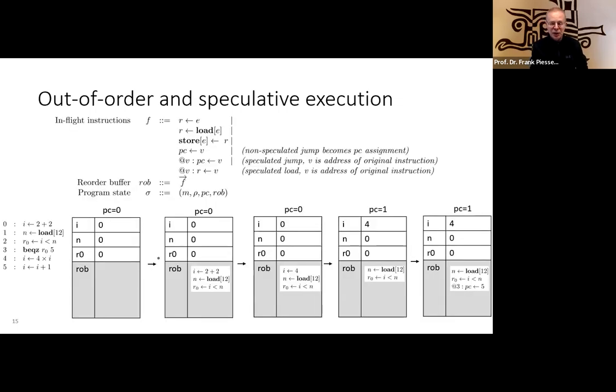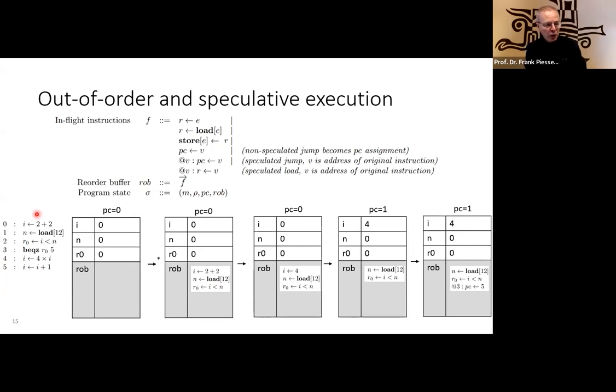So let's look at the details. I will extend the model that I discussed with out of order and speculative execution now, and the extension is actually relatively simple. So in terms of program states, we still have a memory, a register bank, and a program counter. That's exactly the same. The only thing we add is this reorder buffer. And this reorder buffer is really just a list of in-flight instructions. And in-flight instructions, for the moment, think of them as just instructions. They're a bit special, but I'll explain what's special about them when we go through an example. At first approximation, you can think of them as just machine code instructions.